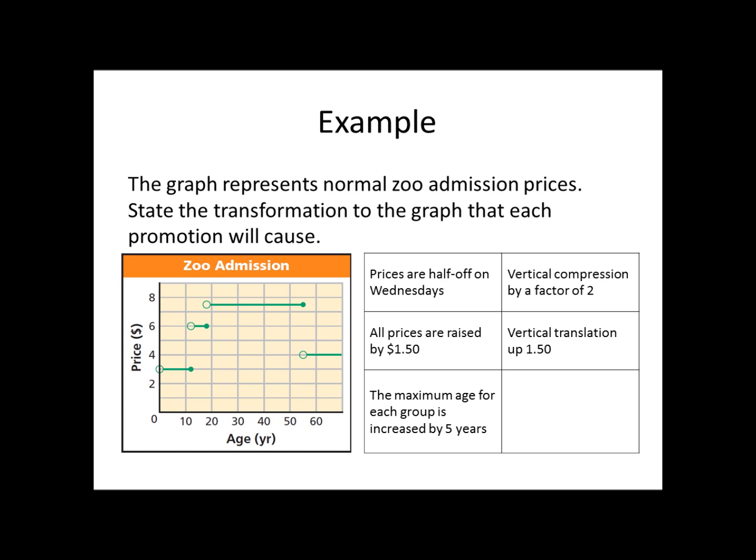Now our last promotion is that the maximum age for each group is increased by 5 years. So we're going to have the same price points, but everything gets shifted over. So what kind of transformation is that? Well, it's actually a horizontal translation right 5 units with a little asterisk. Now the reason I put that little asterisk is obviously you can't move that point for kids that are 0 years of age. Are we just not going to let those kids in? So it's kind of an altered horizontal translation. But the idea with the problem was that this is a horizontal translation right 5.